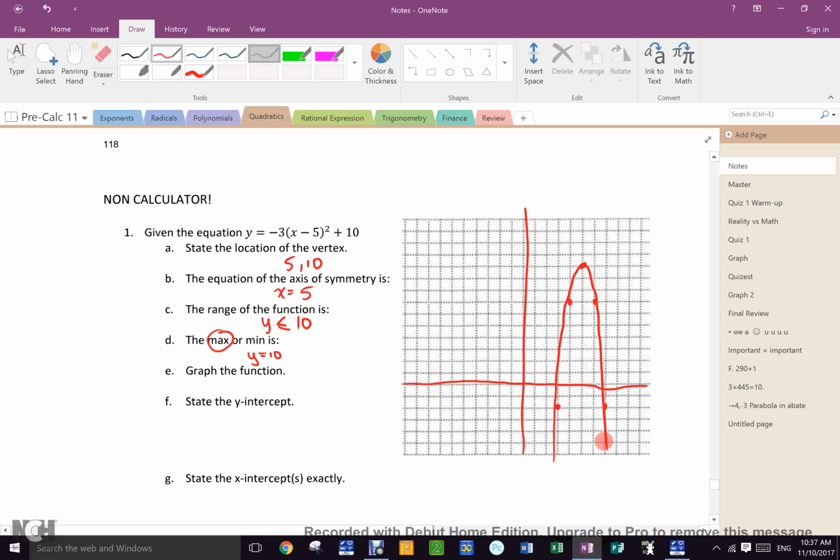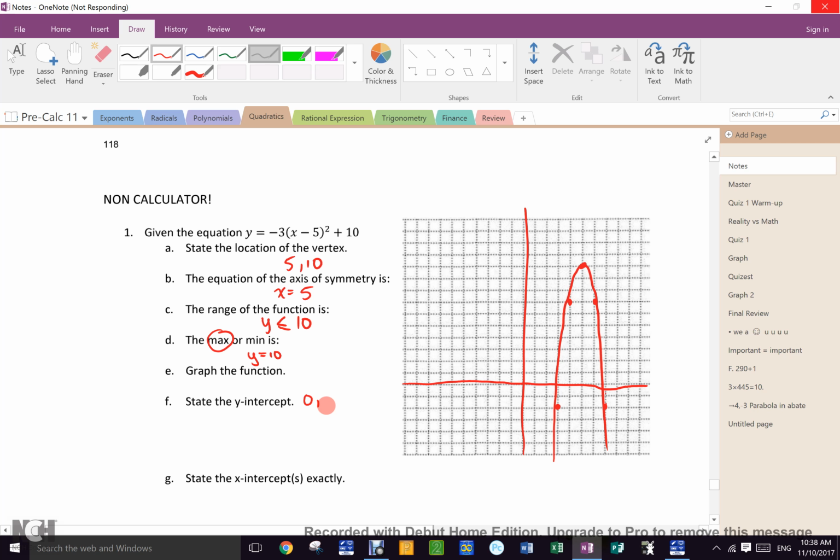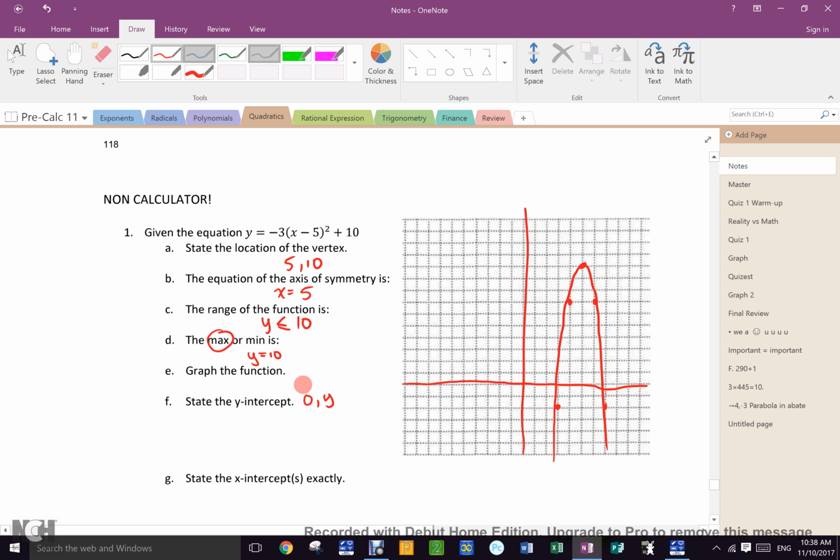State the Y-intercept. What is the Y-intercept? That is when x is what value? 0. Every Y-intercept is 0, y. Yes? And you have an equation, yes? And that x value for which you seek is 0. So what do you put in for x? 0. So y equals -3, 0 minus 5 squared plus 10. 5 squared is 25, times -3 is -75. -75 plus 10 is -65. Yes? For 1 mark there.